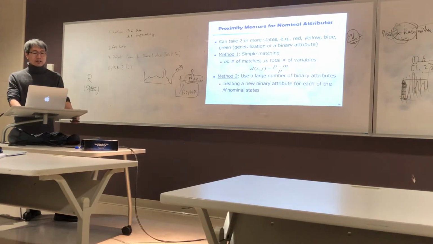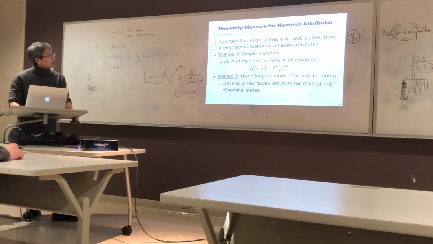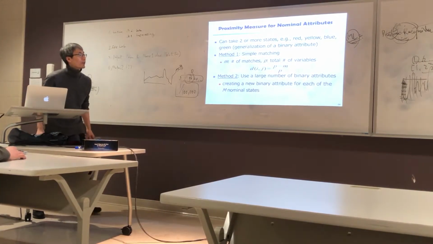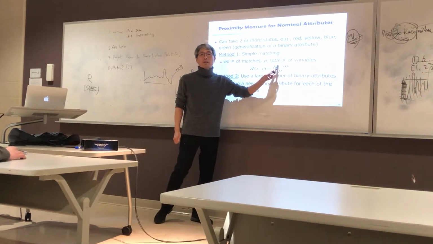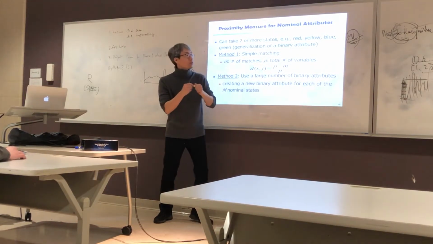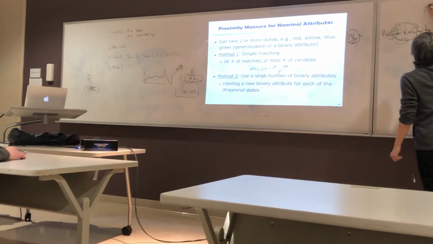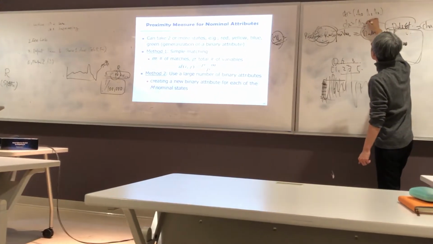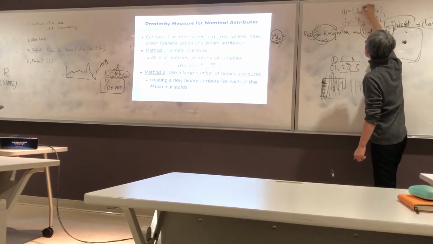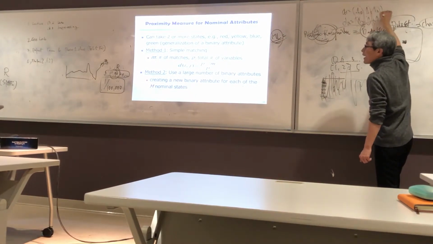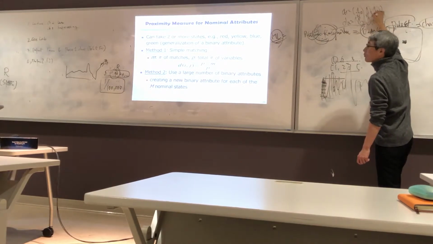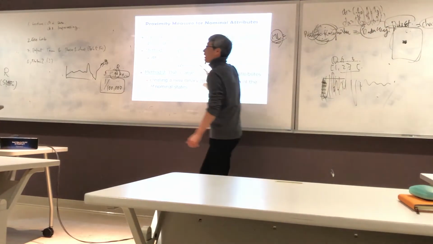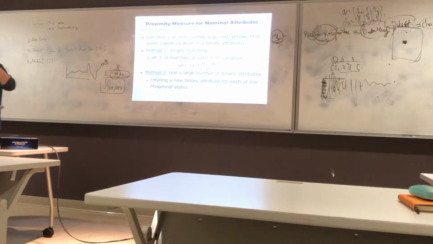To address that, there are different methods. We can count the number of same attributes. Data one has A0, A1, A2, and the other item also has attributes. We check attribute by attribute whether they are the same or not, and count them. If all of them are the same, 1. Otherwise 0, something like that.